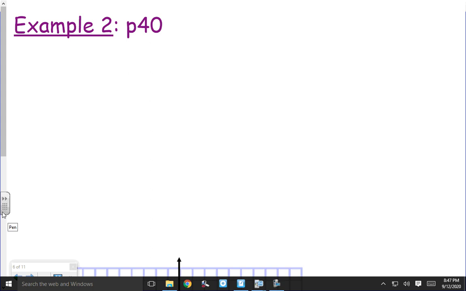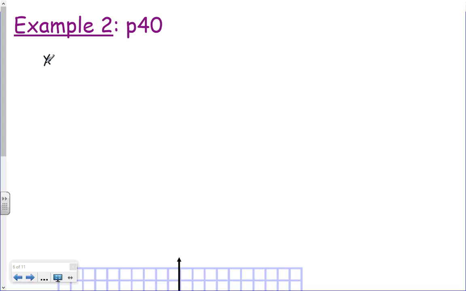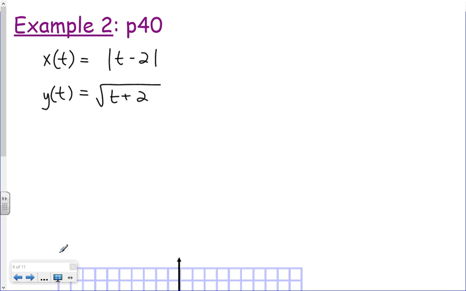They're telling us that x, I'm going to write it as x of t. You can call it x of 1 if you want to, but we only have one parametric equation here, so x of t is equal to the absolute value of t minus 2. And y of t is equal to the square root of t plus 2.